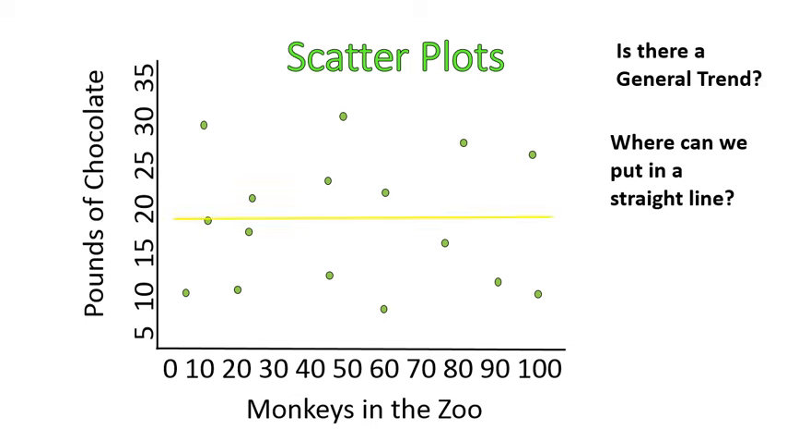In this case, we would draw the line about there and say there's no correlation between the data. The pounds of chocolate versus the monkeys in the zoo really don't impact each other, and so there's not really some kind of upward or downward trend here. It's just sort of a scattering of information.